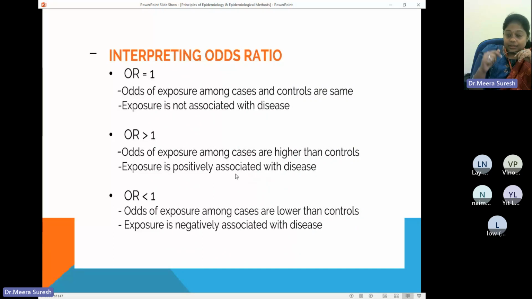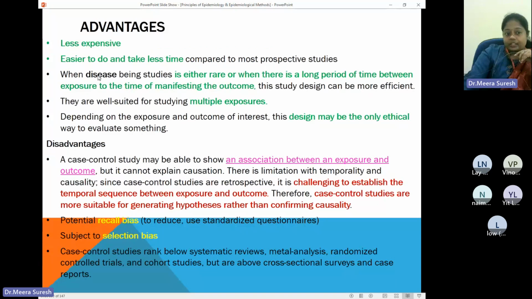If it is more than 1, there is a positive association. Smoking is becoming an etiological factor for the development of lung cancer. And as that number increases, the strength of association also increases. And if it is less than 1, the exposure factor we studied is not causing that outcome, but in fact, it is a protective factor, which is indicated by less than 1. So you should remember the meaning of the odds ratio, the meaning of the number you finally get. So what are the advantages of a case control study?